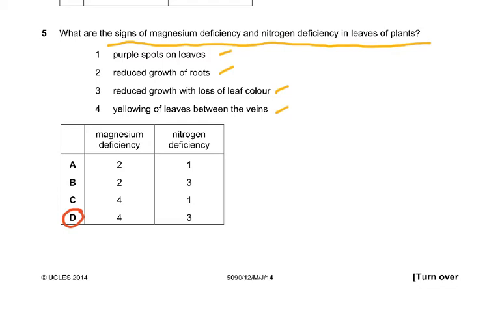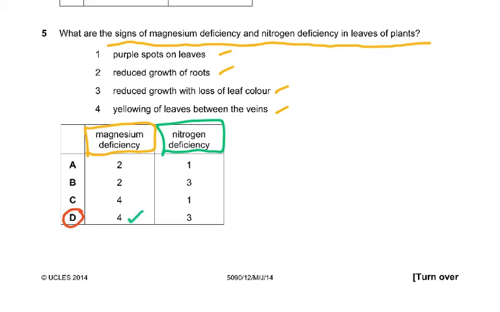So they've given you then two options. One is magnesium deficiency and then the other is nitrogen deficiency. So magnesium deficiency would be yellowing of the leaves. So that was very clear that you remembered that.